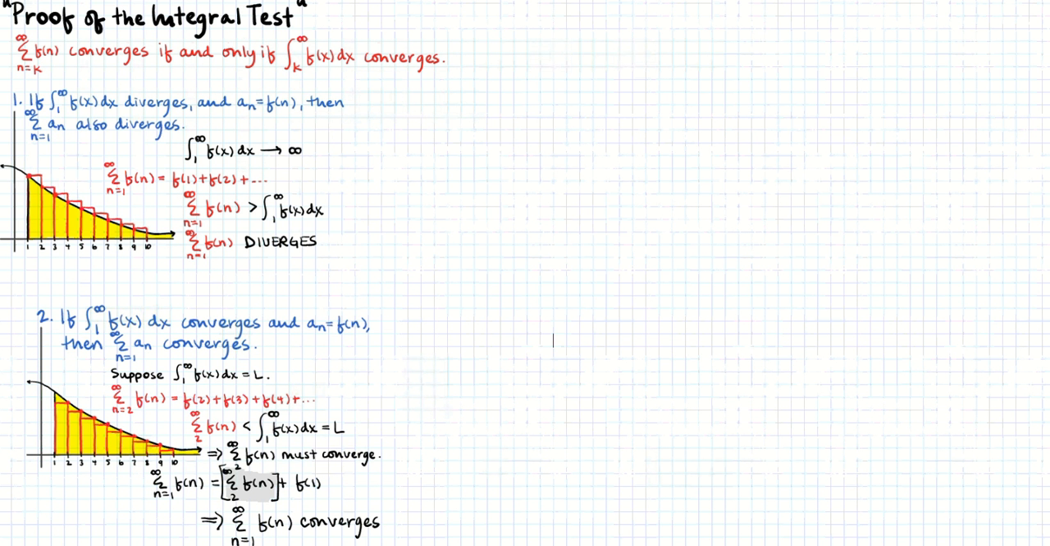And that's it. I've shown you that if the integral diverges, then the series diverges. And if the integral converges, then the series also converges. And that's the integral test, right? That if we need to know what's going to happen with an infinite series, we can check the corresponding improper integral, and it will uniquely determine whether or not the series is converging or diverging.